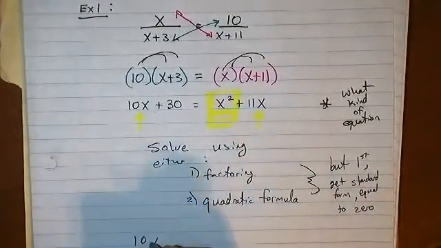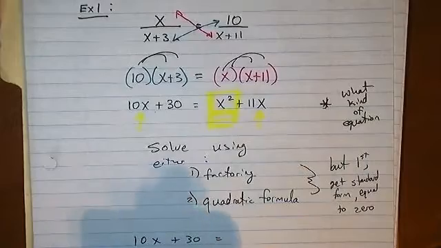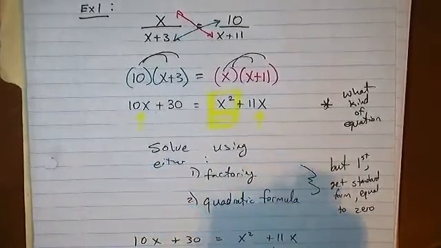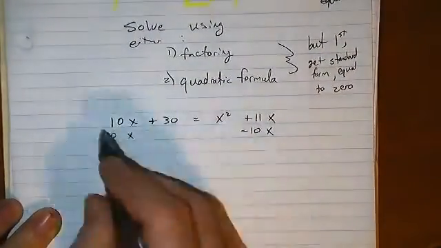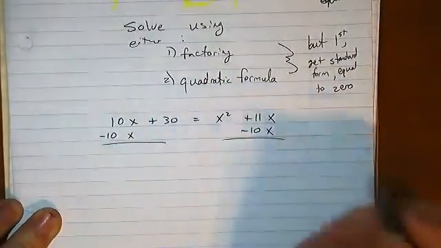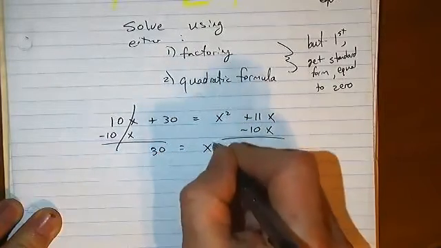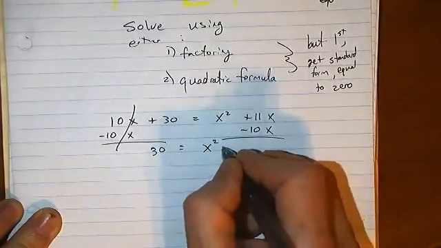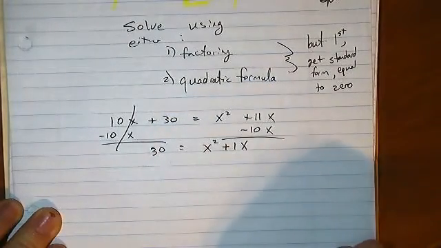So I'm going to have to get rid of this 10x and combine it with this 11x, because remember, I can only combine things that are like terms. So I'm going to subtract the 10x from both sides. In order to do that, these will cancel. My x squared doesn't change. 11x minus 10x leaves me with a positive 1x. And of course, you can make that 1 into a ninja.